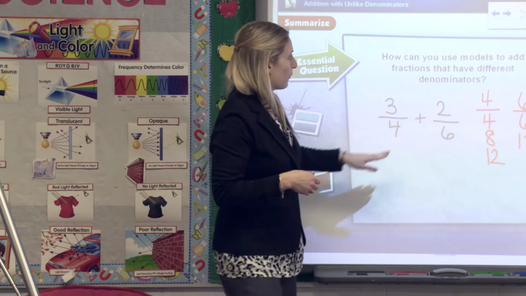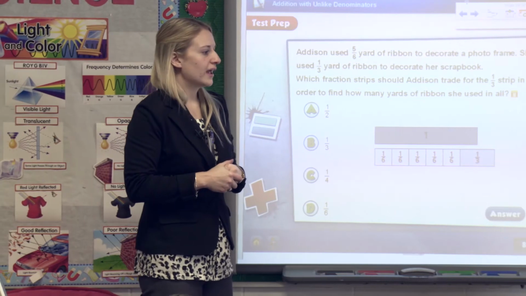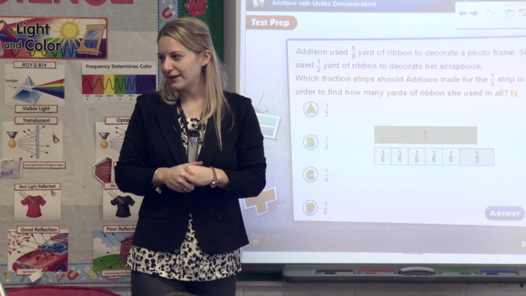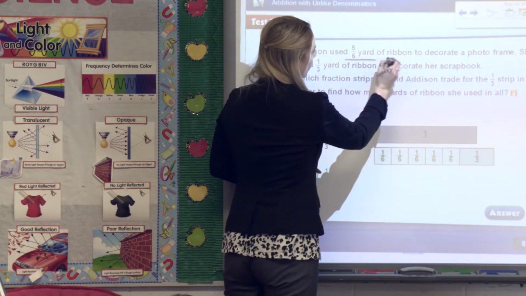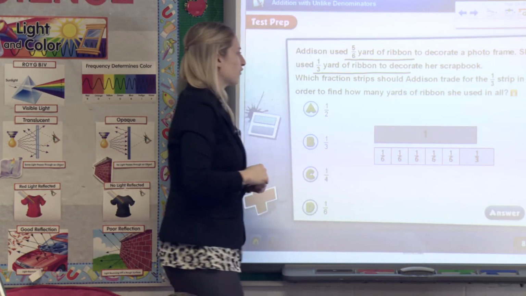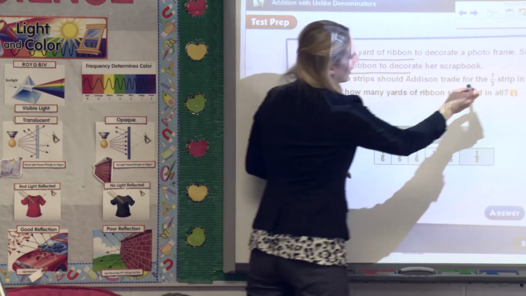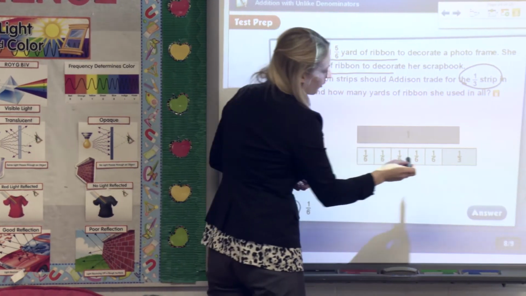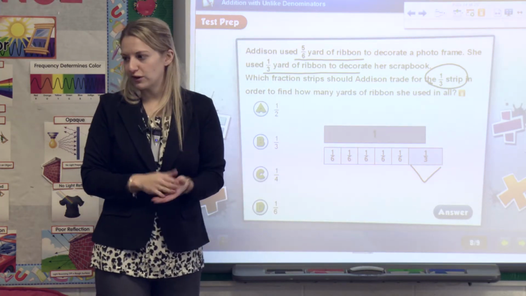Last thing, in your notebook, I want you to answer this question. It will tell me where you are, how you're feeling. It's kind of like a temperature check for today. Addison used 5/6 yards of ribbon to decorate a photo frame. She used 1/3 yards of ribbon to decorate her scrapbook. Which fraction strip should Addison trade for the 1/3 strip in order to find out how many yards of ribbon she has in all? So what they're asking is, instead of 1/3, what would she have to use to find out the total?